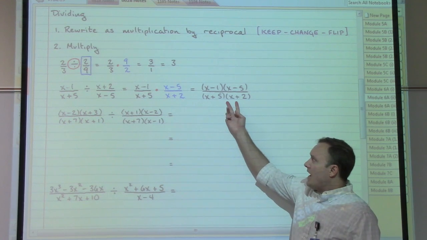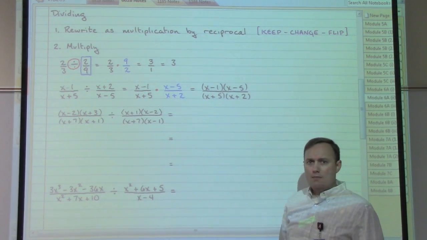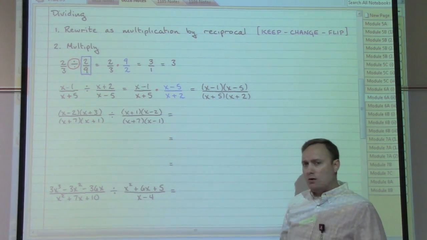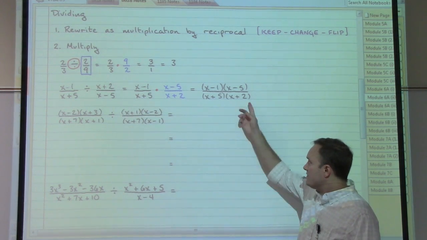and then we are going to, at the very end, always look for any sort of reducing that might be possible. When we have things that are already factored for us, we can see quickly whether or not there are any common factors on the top and bottom for us to slash out as part of that reducing, which we do not in this first case.